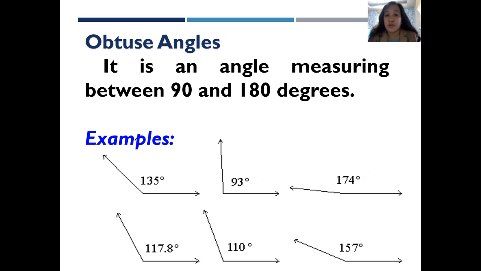What about obtuse angles? Take note of the examples. We have 135, 93, 174 degrees, 110 degrees. What do you notice about the measure of these given angles? Exactly. These angles measure between 90 and 180 degrees, and we call them obtuse angles.